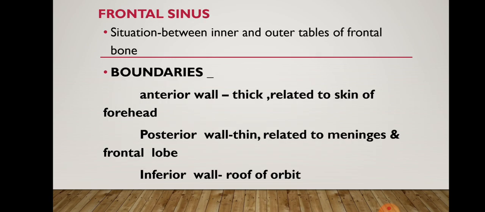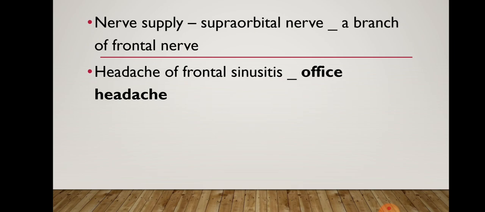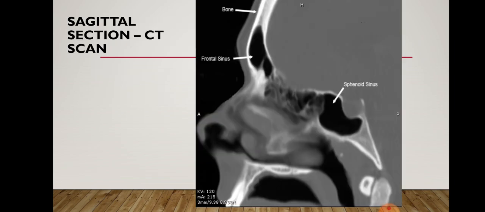And we learnt about the frontal sinus, where it is situated. It is situated between the inner and outer tables of the frontal bone. And you have the boundaries: it has an anterior wall, posterior wall and inferior wall. The nerve supply is the supraorbital nerve. And the headache produced by inflammation of the frontal sinus is called office headache.